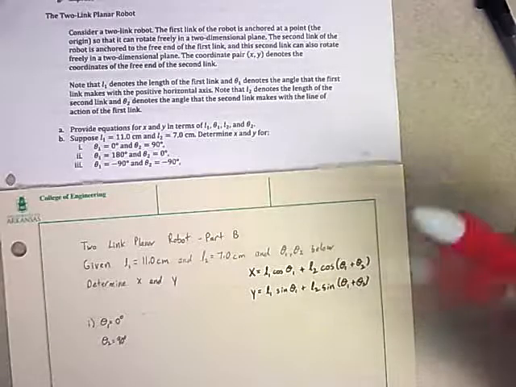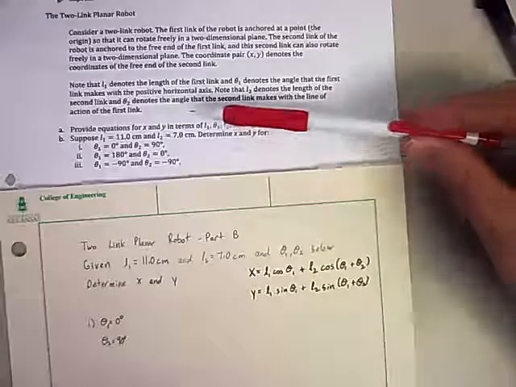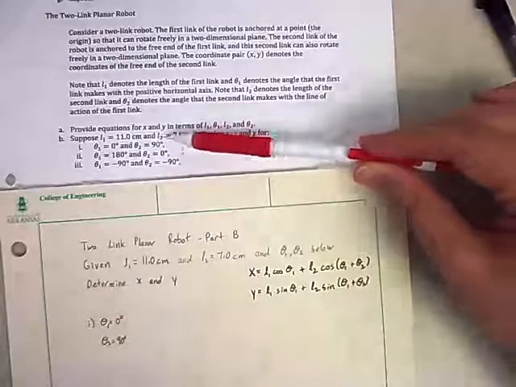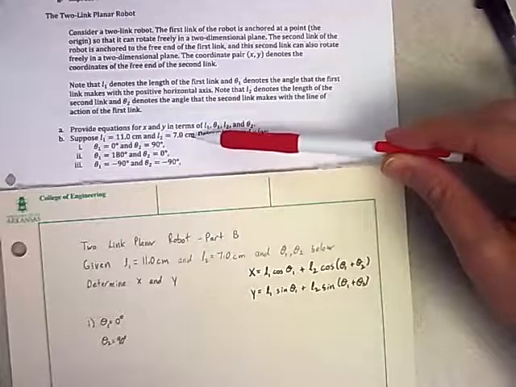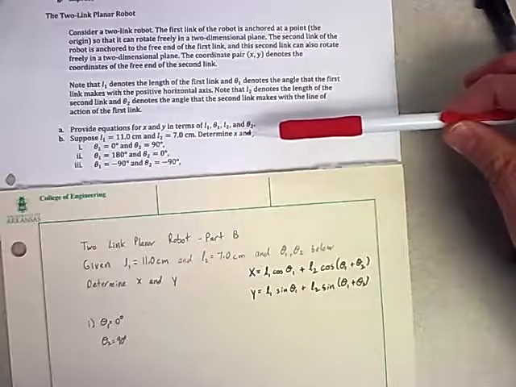Part B is a two-link planar robot. In this one, we're given values of L1 and L2. L1 is 11 centimeters, L2 is 7 centimeters, and it wants us to determine the values of x and y.